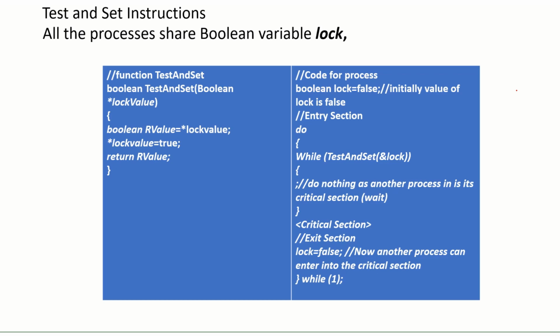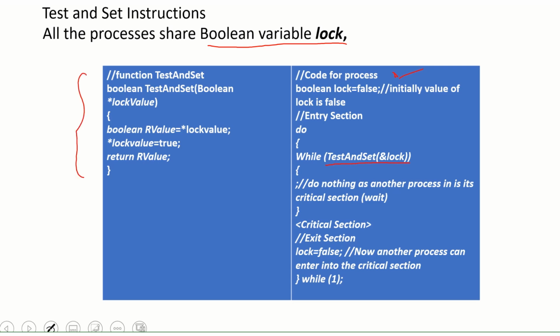Now what we are trying to do is write code so that only one process can enter a critical section. At that time, all other processes should not get access to the critical section. Here we have written one piece of code, and there is a common shared boolean variable called lock. This is the code for a process, and we are using one function here, test and set, which is written on this side.